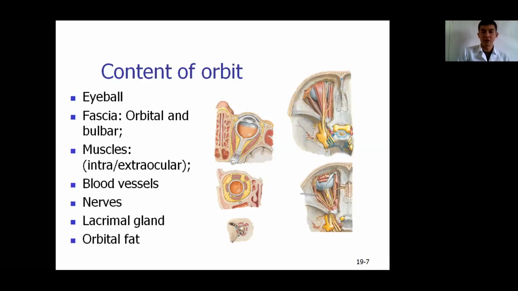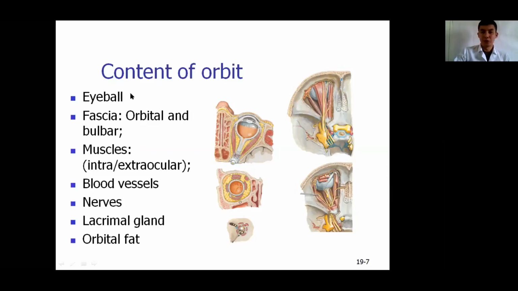Muscles: intraocular and extraocular, also known as intrinsic and extrinsic muscles. The intrinsic muscles are placed within the uveal tract, also known as the dilator pupillae, sphincter pupillae, and ciliary muscles. Blood vessels provide the blood supply and venous outflow of all contents of the orbit. Nerves, lacrimal gland, orbital fat.